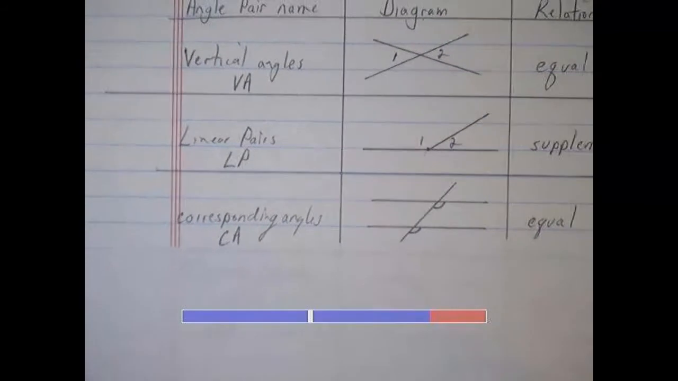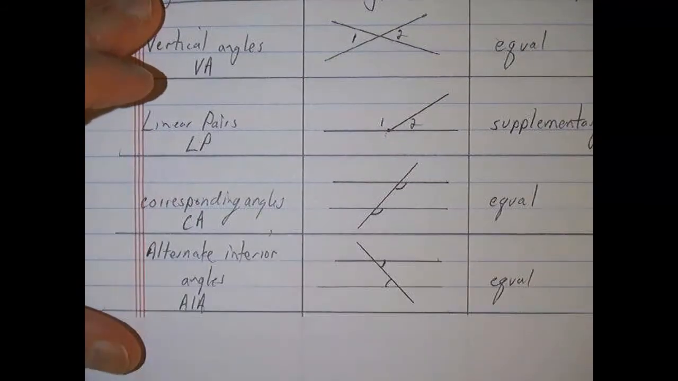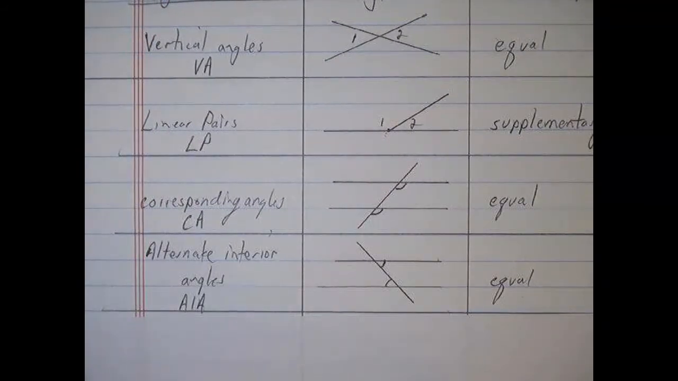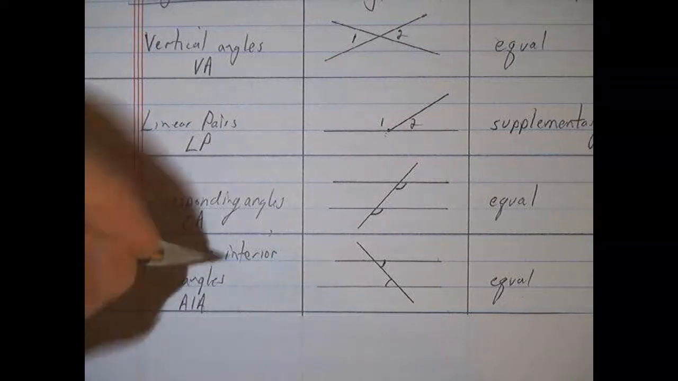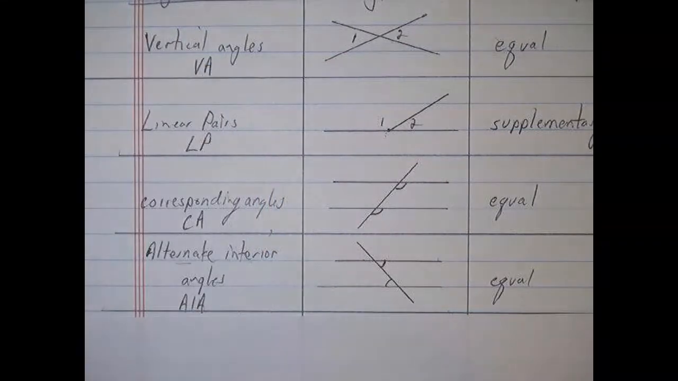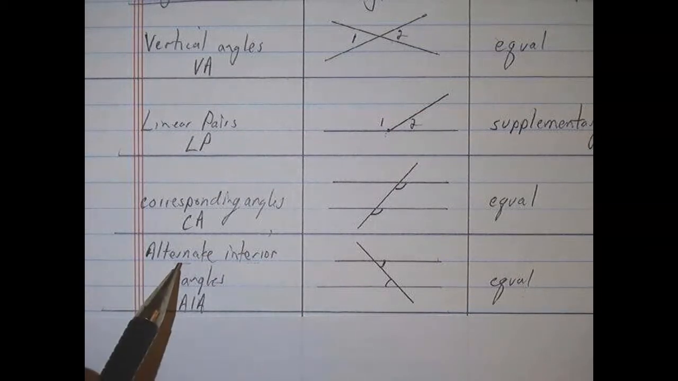The next type of angles that I want to talk about are called alternate interior angles. Alternate interior angles has two words, and if you remember what they both mean in relation to the diagram, it will help you. Alternate means alternating on different sides, the different sides of the transversal.